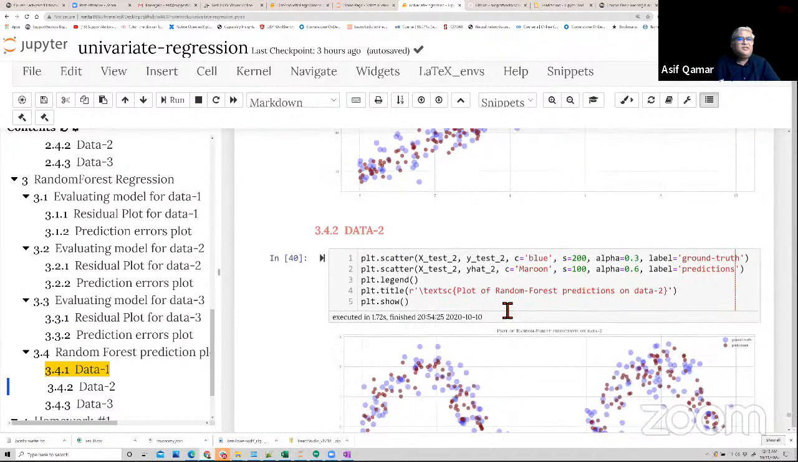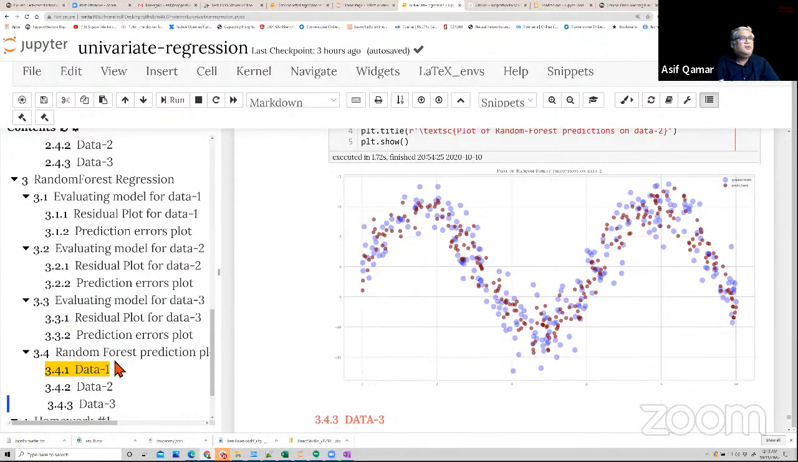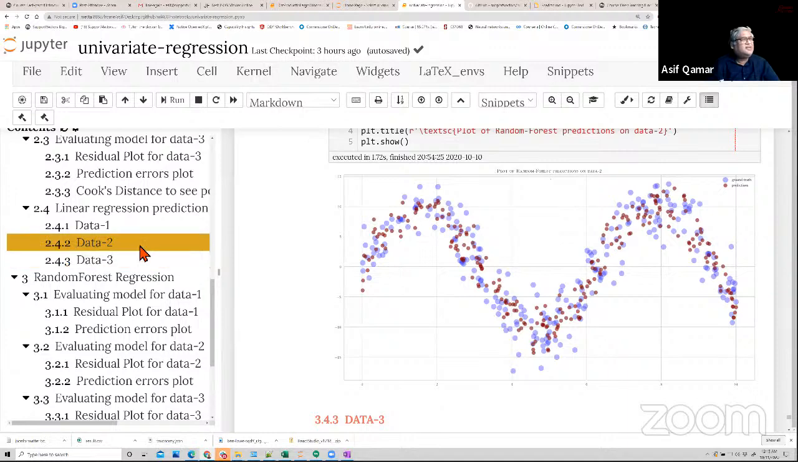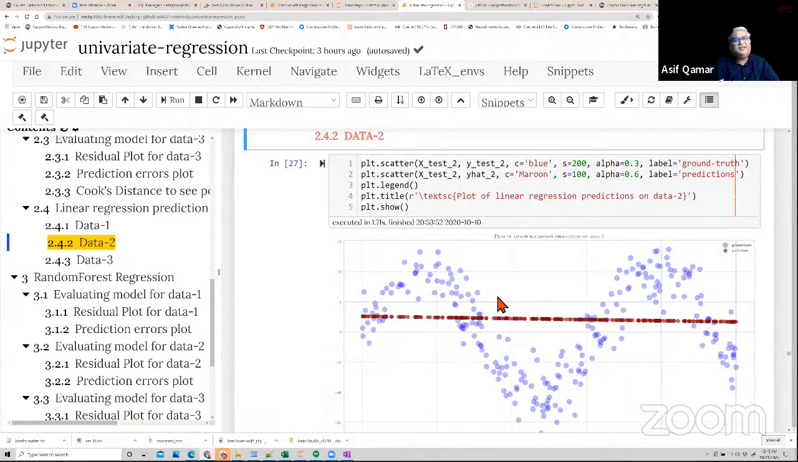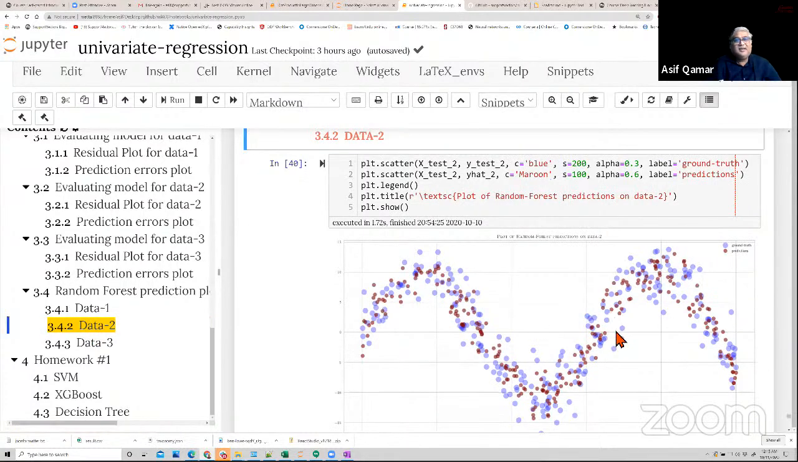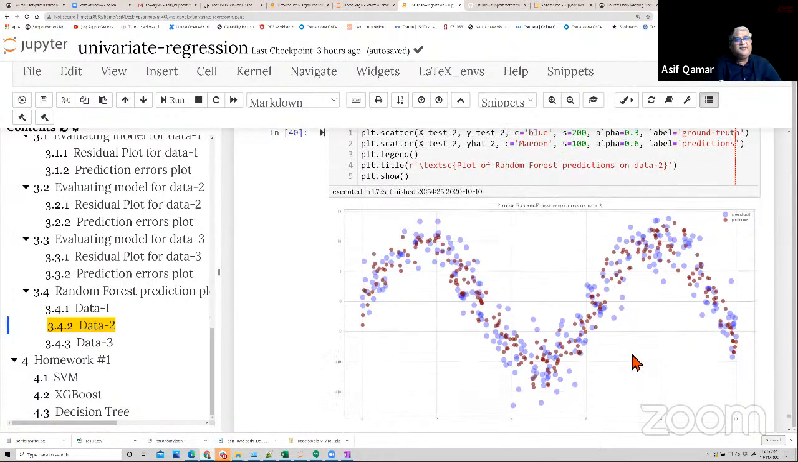What about data set 2? Oh, look at this. Remember that the linear model for dataset 2 was a disaster. I'll just remind you of that. So look at this. Do you remember this plot? This was a complete disaster, isn't it? Relatively, let's see how random forest does. Oh, much better. Would you guys agree?